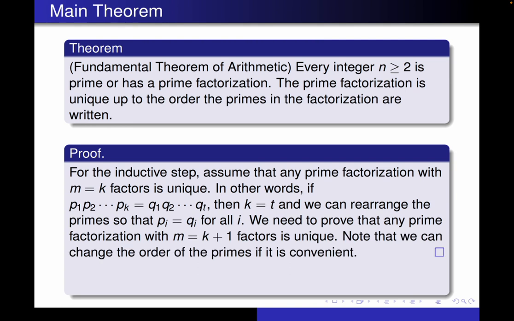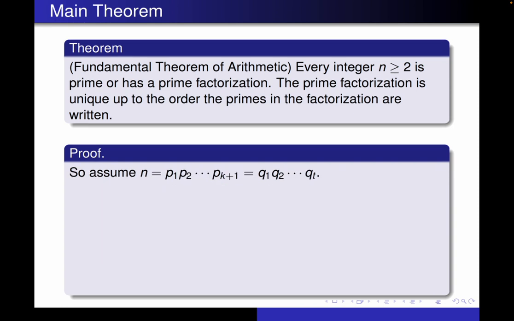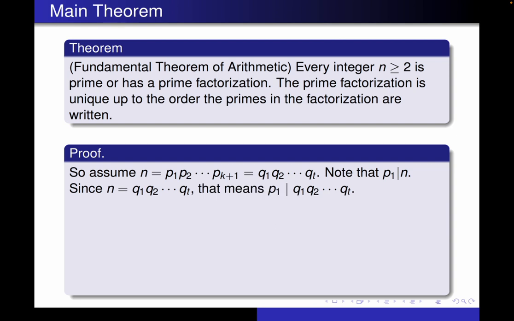So I just want to note that if we need to, we can change the order of the primes. That does not change the prime factorization, if it happens to be convenient. So here's our setup. Suppose that your prime factorization with the p's is equal to the other prime factorization with the q's, and you have k plus 1 factors on the left. So first of all, notice that p1 divides evenly into n, but n is equal to the product of q1, q2 through qt, which means that p1 divides the product of q1, q2 through qt.